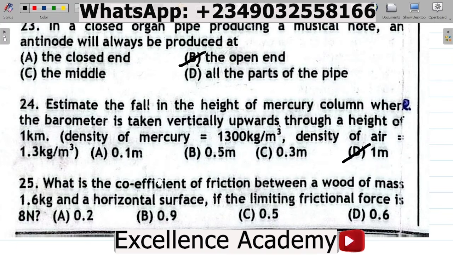25 says, what is the coefficient of friction between a wood of mass 1.6 kilogram and a horizontal surface, if the limiting frictional force is 8 Newton? A 0.2, B 0.9, C 0.5, D 0.6. So how do we solve this particular question?